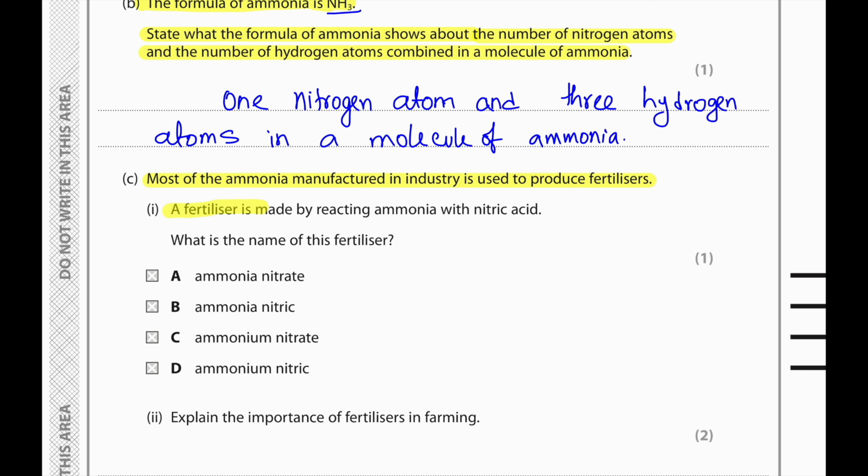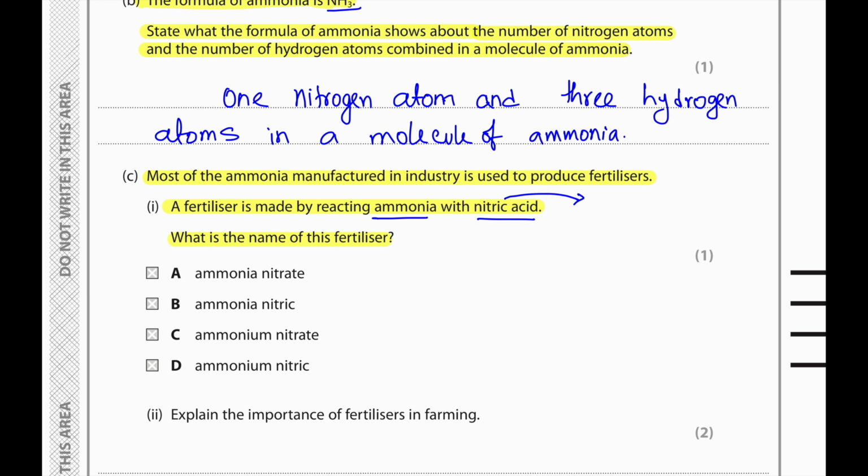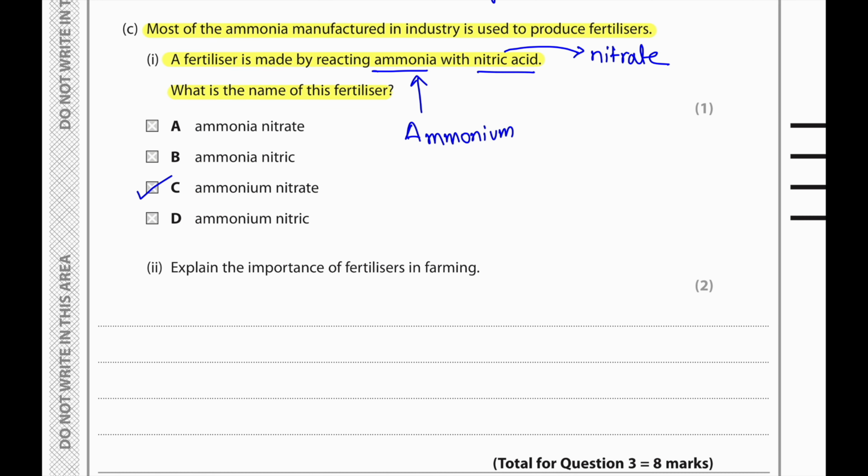A fertilizer is made by reacting ammonia with nitric acid. What is the name of this fertilizer? Since we are reacting ammonia with nitric acid, and a salt of nitric acid is nitrate, a salt of ammonia is called ammonium. So the name will be ammonium nitrate. The reason is ammonia, after the reaction with nitric acid, turns into the ion ammonium and the nitric acid turns into the ion nitrate. Explain the importance of fertilizer in farming.